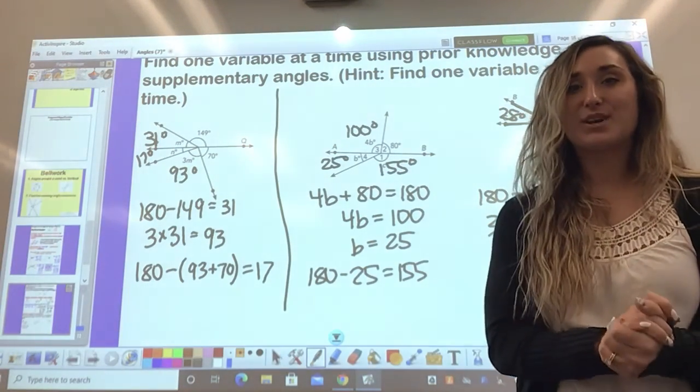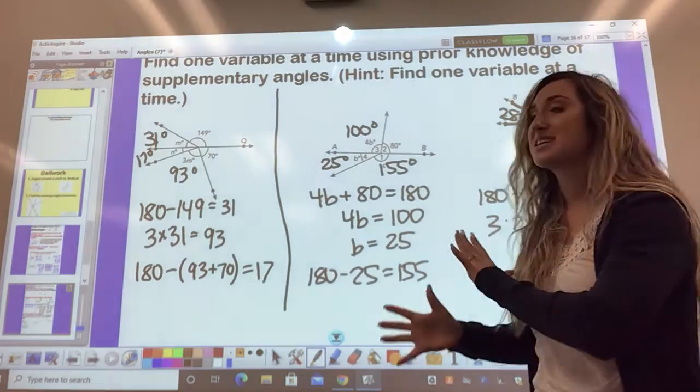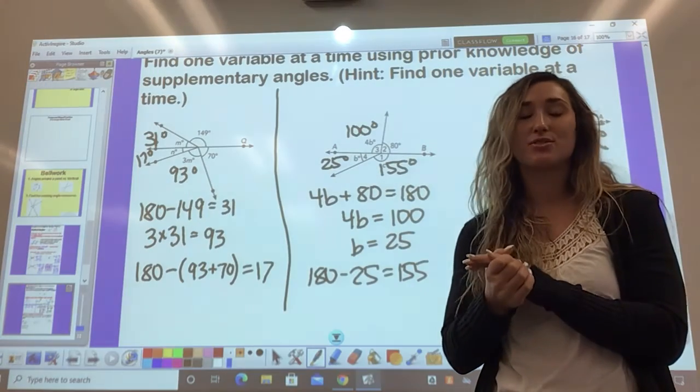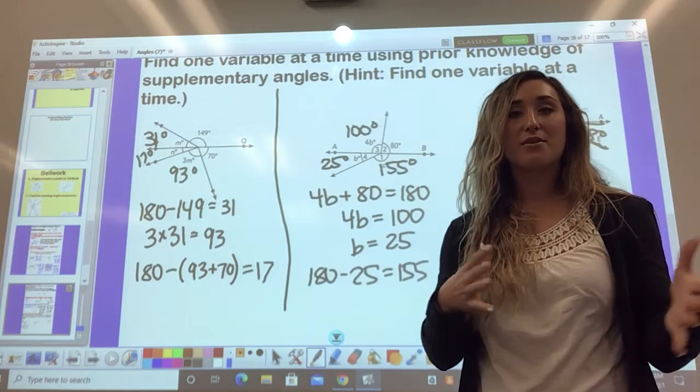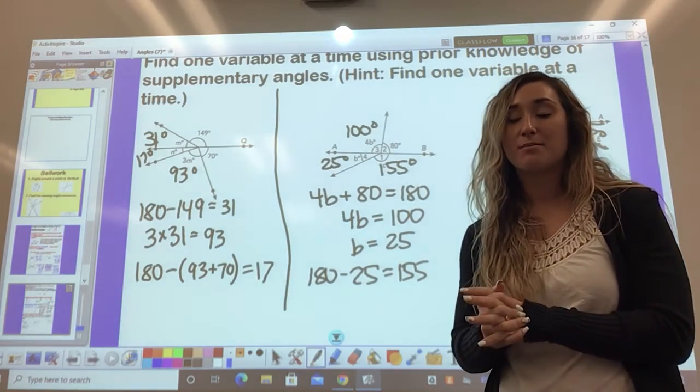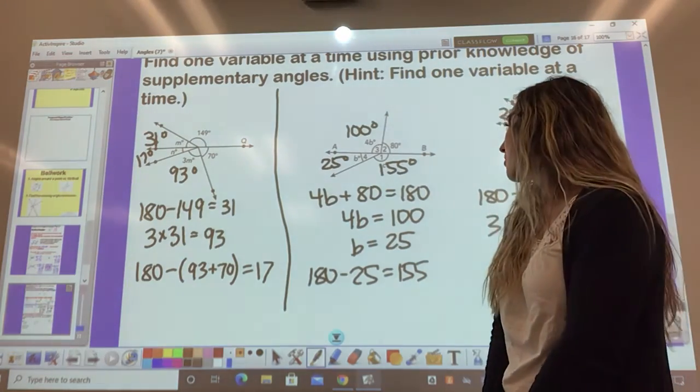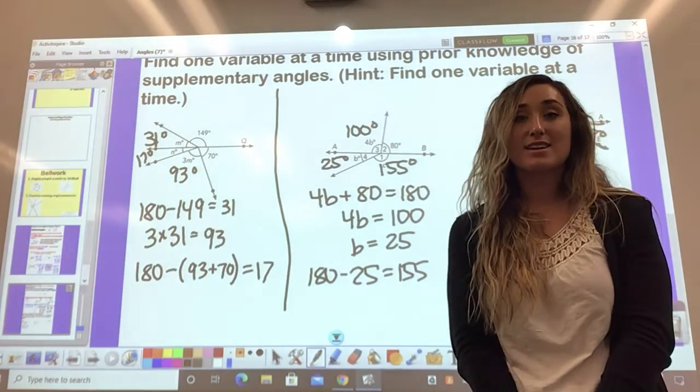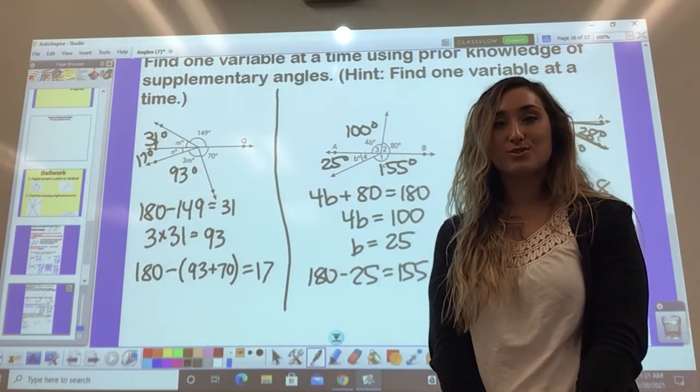All right, so like I said, finding the missing angle measures is kind of just like putting a puzzle together. You have to figure out which pieces go where by using prior knowledge. Hopefully you're able to do okay with that. And your turn to start practicing.